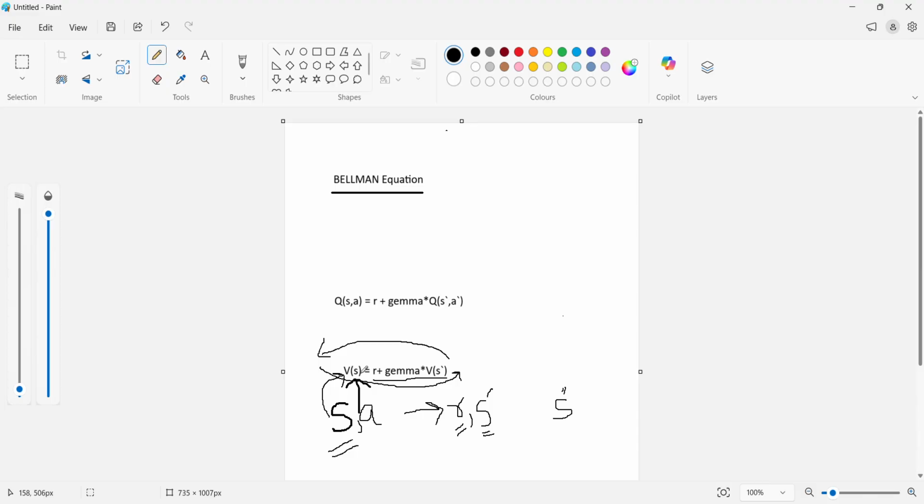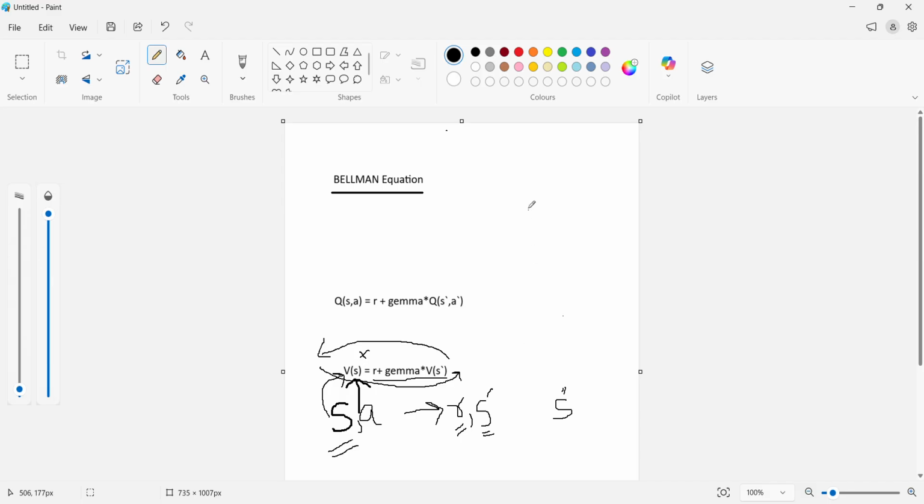Initially when we have just started, obviously this V of S is going to be wrong. There is very little chance that it is going to be correct. Initially it is going to be wrong, but with the passage of time, with more and more experience, our estimation of V of S is going to get better and better.